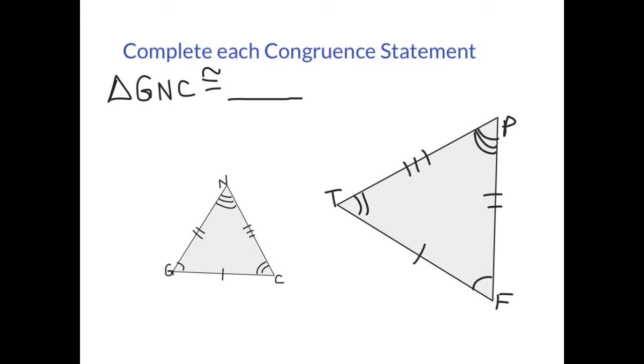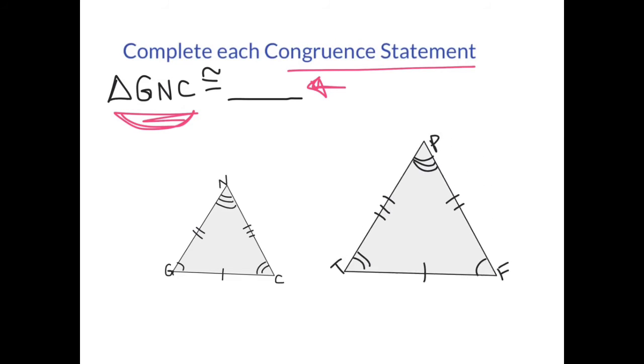So let's take a look at this example. We're supposed to complete the congruence statement. So the goal is just to fill in this blank over here. So we're trying to figure out how triangle GNC is related to triangle PTF or TFP.